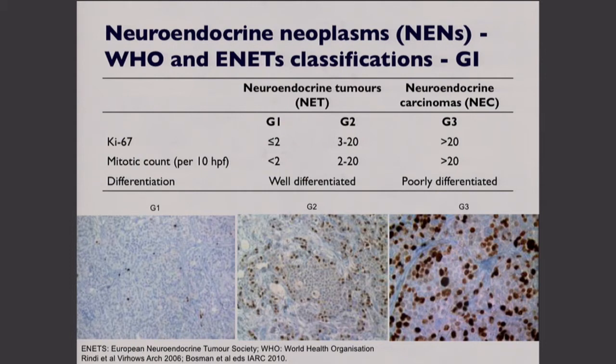So your grade 3s is actually quite a broad range, from something that's 21% positive all the way up to 100% positive. So there is still quite a big variation in behaviour within that group.